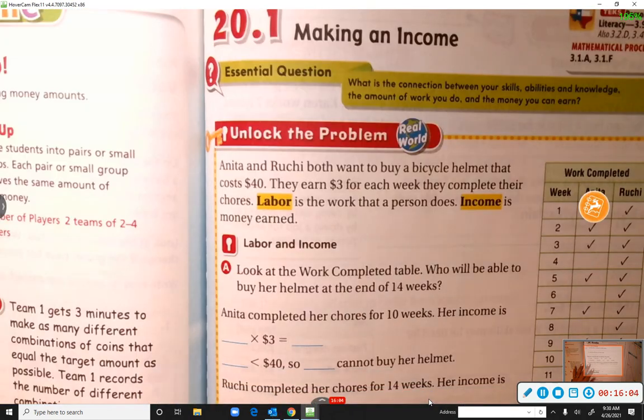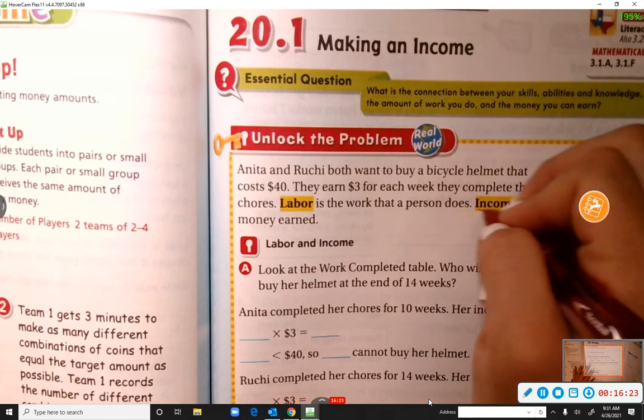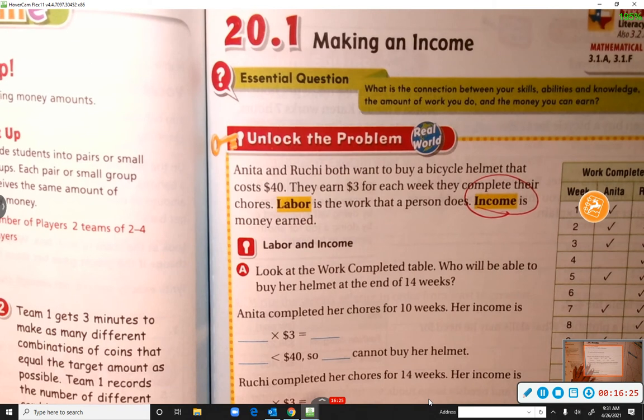Okay, here we go. Making an income is what we're going to discuss today. What does income mean? Have you heard that word before? Raise your hand if you've heard that word. Income tax. Okay, if you've heard income tax, have you heard income just by itself? No? Okay, income, I want you to go down here and circle it. Income is money that you earn.